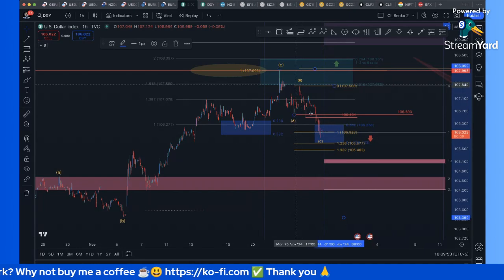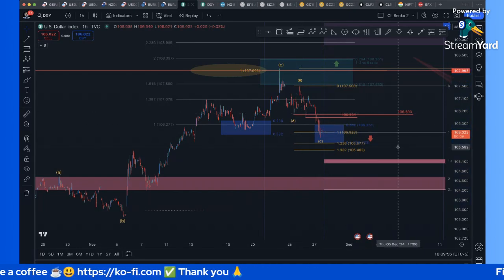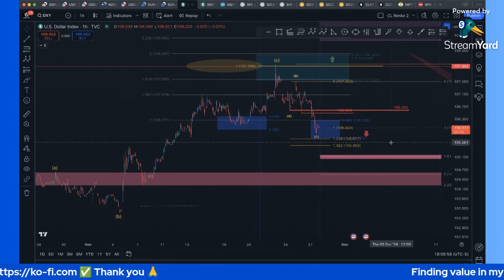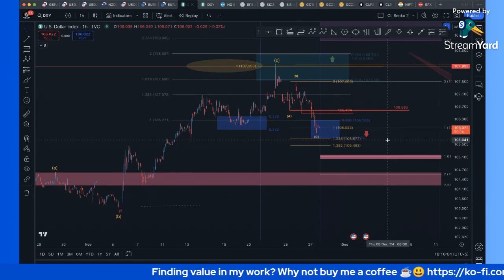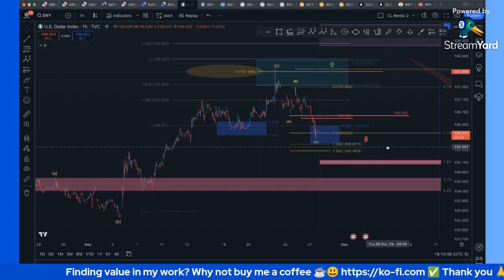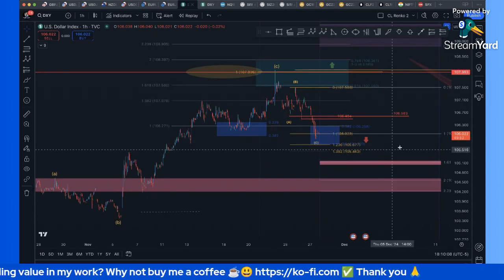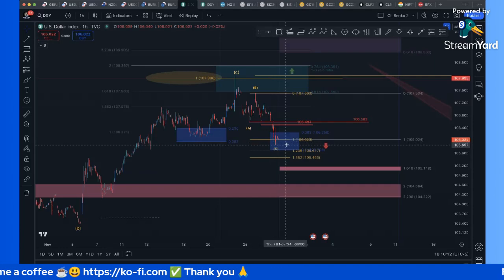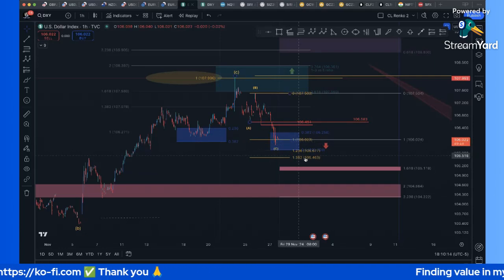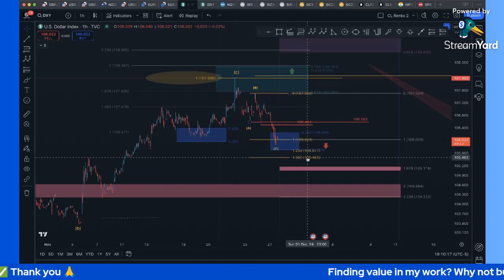So there are 2 completely viable scenarios right here, right now. And I just explained both of them. So now that you have this information, and we have parameters, because we know, right? Parameters. If this is going to be a wave 4, it really cannot come much below this 105,463 right here.